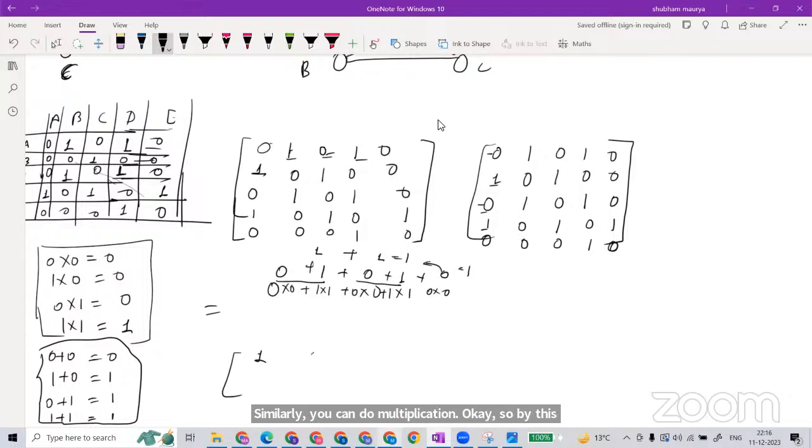And how many times will you do multiplication here to reach the transitive closure? Five times. Why 5 times? There are 5 rows and columns. So will you do it 5 times or 4 times?